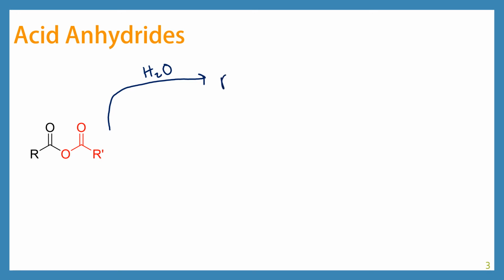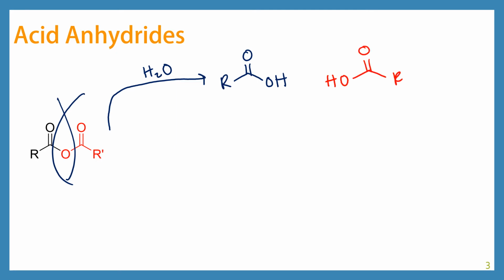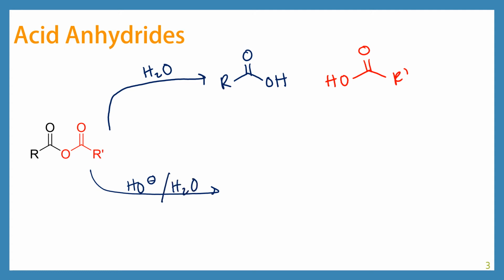So we would end up with one carboxylic acid from the left-hand side, and then a carboxylic acid from the right-hand side. So two molecules, both carboxylic acids. And if we do the reaction in base, we end up with the same thing. It's just that we end up with two carboxylates, one from the left-hand side and one from the right-hand side.